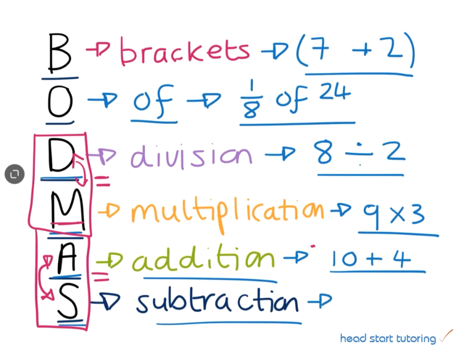And subtraction is minusing. So we've got 8 minus 3. We would do that right at the end as well. So if you are just left with addition and subtraction, you would just do whichever one comes first. If you are left with only division and multiplication, you would do whichever one comes first, working from left to right.